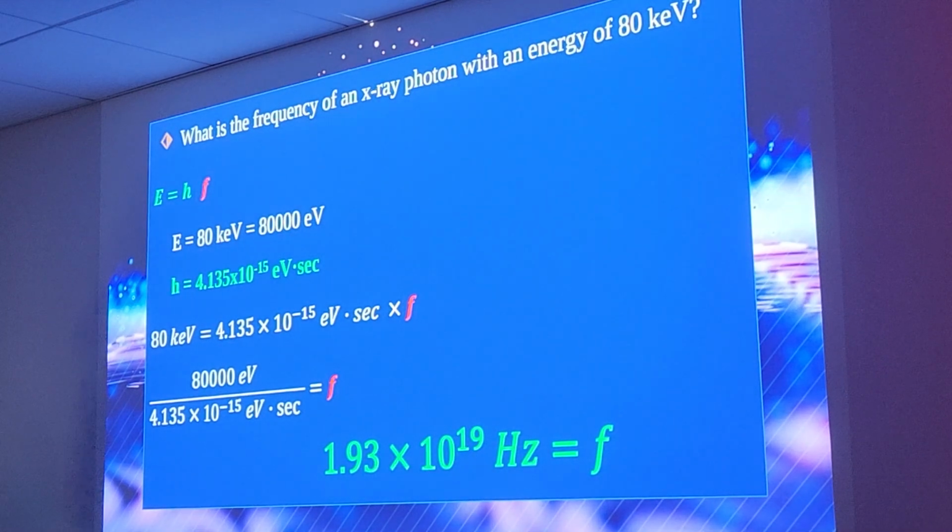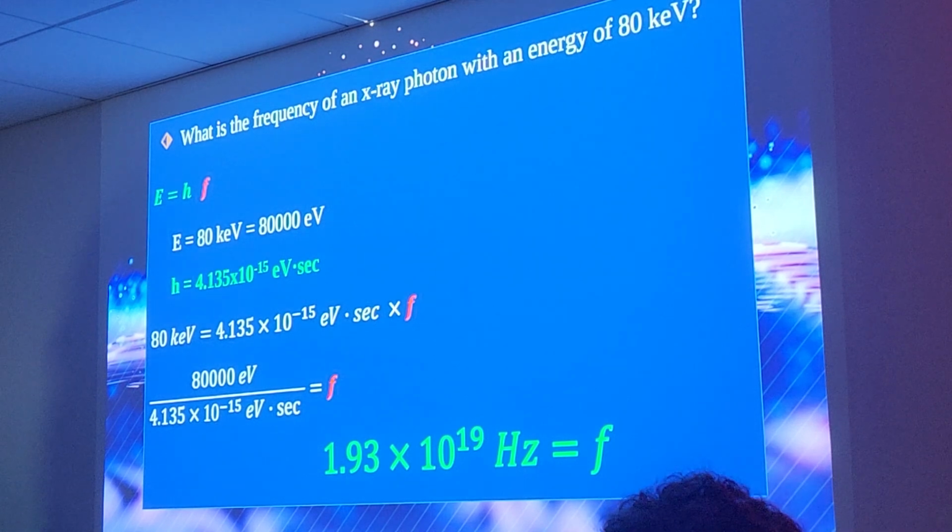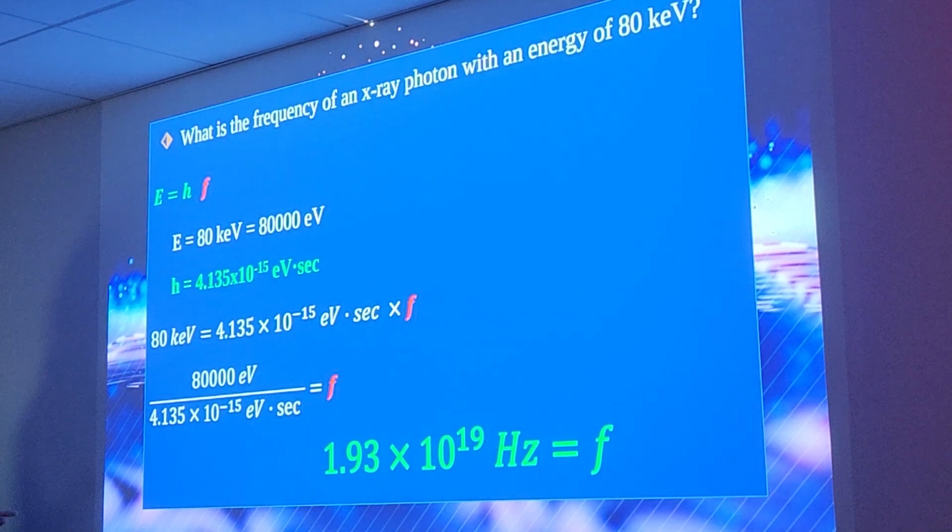For example, if I asked you this, what is the frequency of an X-ray photon with an energy of 80 keV? So we already know that base constant number to figure out this formula, right? If we didn't know that base number, there's no way we could calculate this. Kinda like if you know that 1 kilo equals 1,000 milligrams, whatever, if we didn't know that number, how would we do the rest of the calculations, correct? So it's kinda like that.